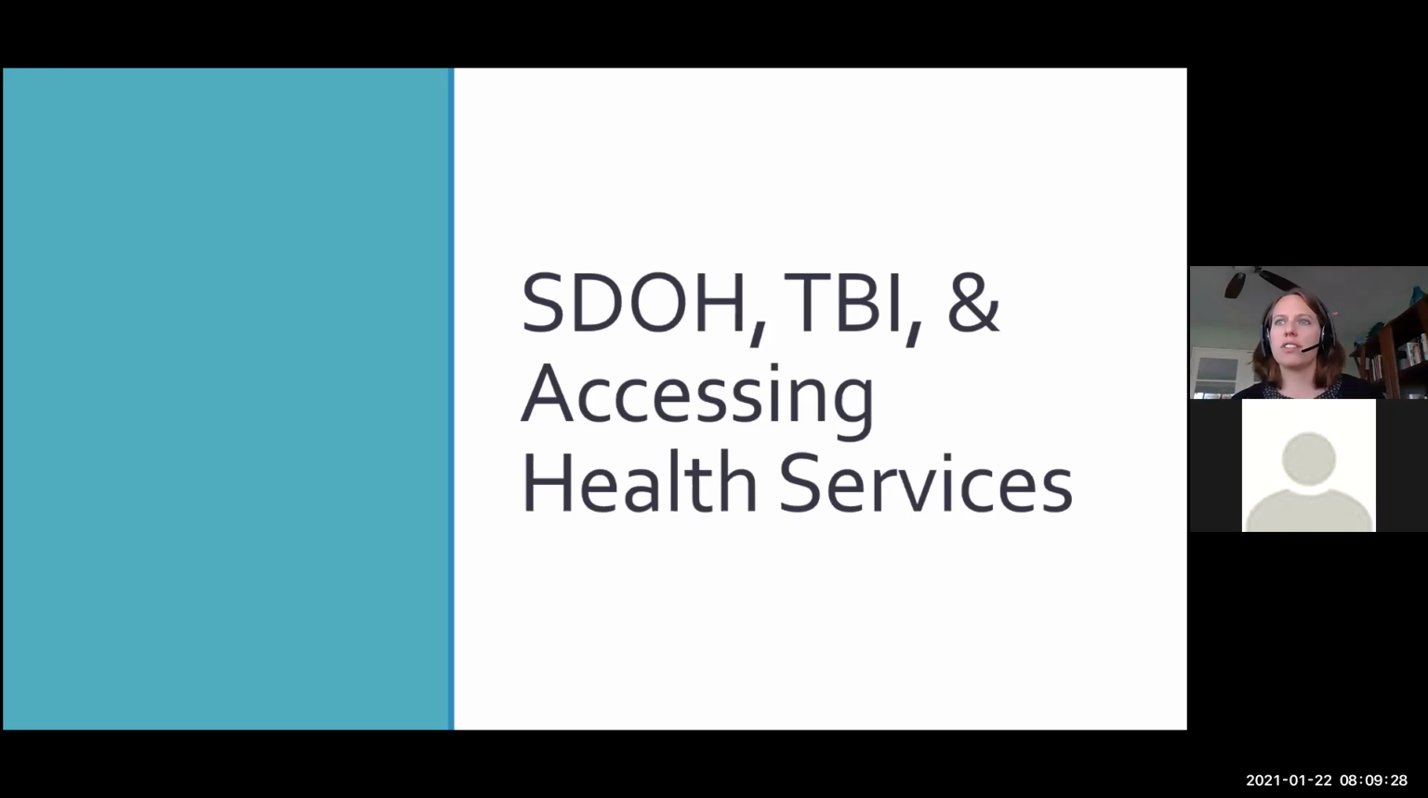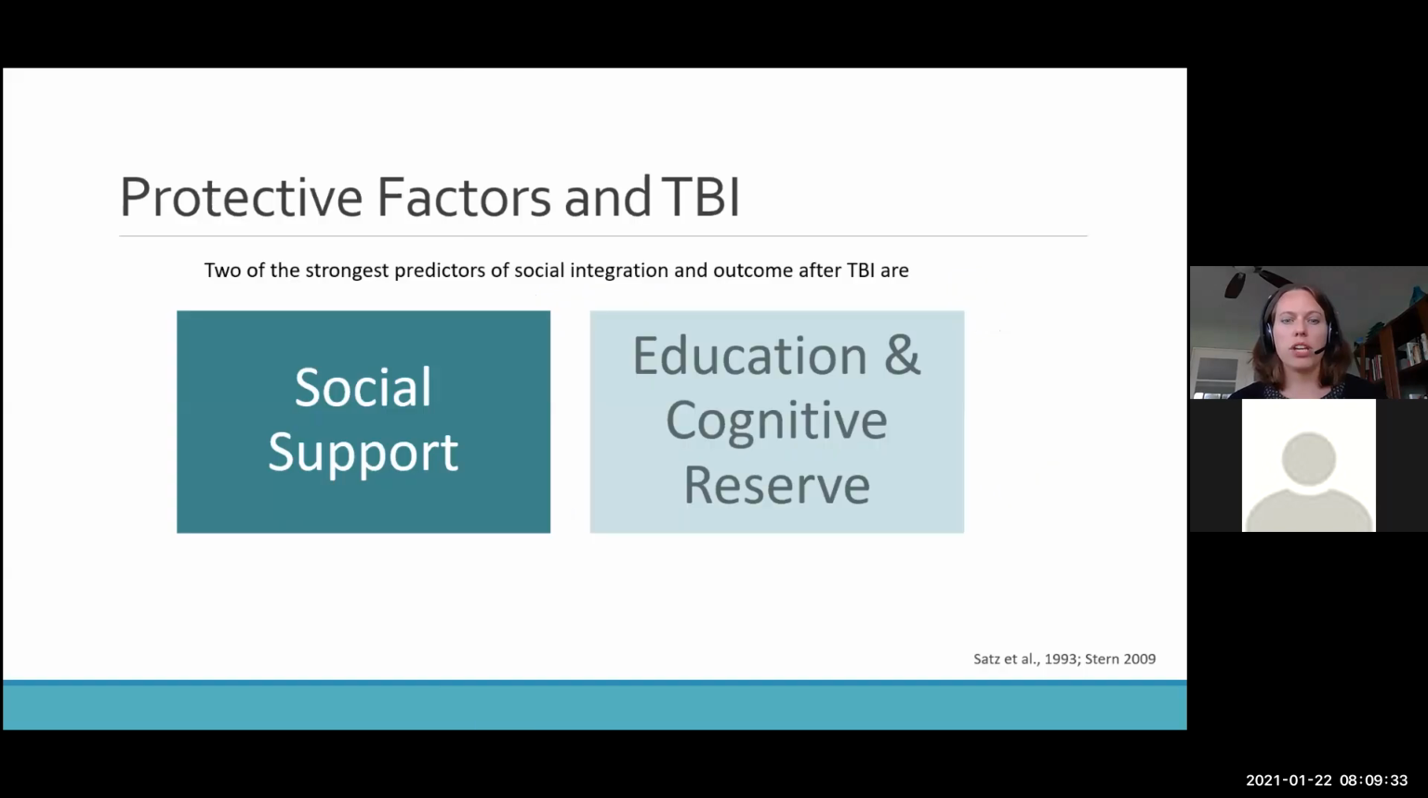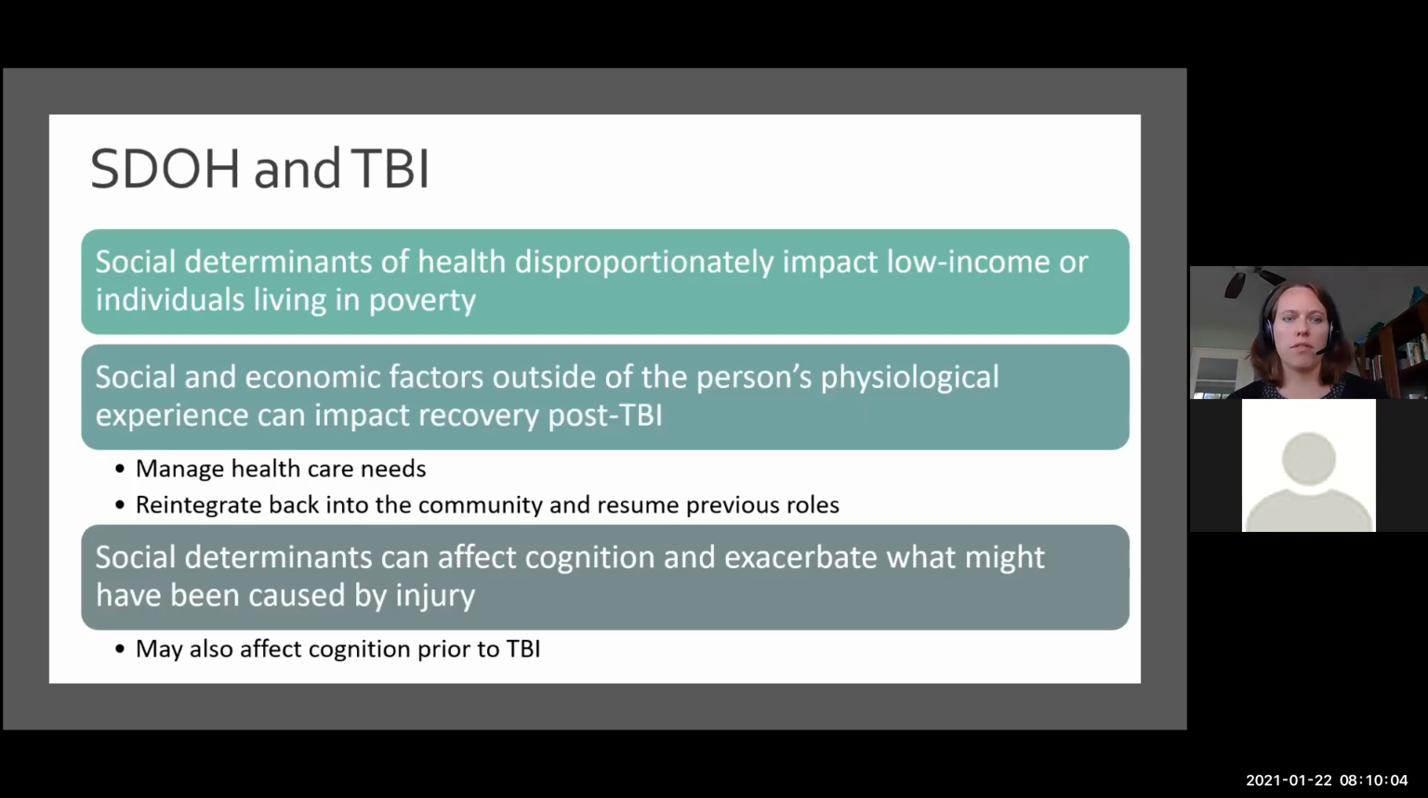And so when we're bringing this all together in regards to social determinants of health, TBI, and health services, looking at the framework through TBI recovery. Two of the strongest predictors of social integration and outcomes after a person has a TBI are social support and education and cognitive reserve. I'm going to speak a little bit more today on the education and cognitive reserve piece, and social support will be in our next webinar. But thinking about how these social determinants of health can affect these two things and therefore affect TBI recovery.